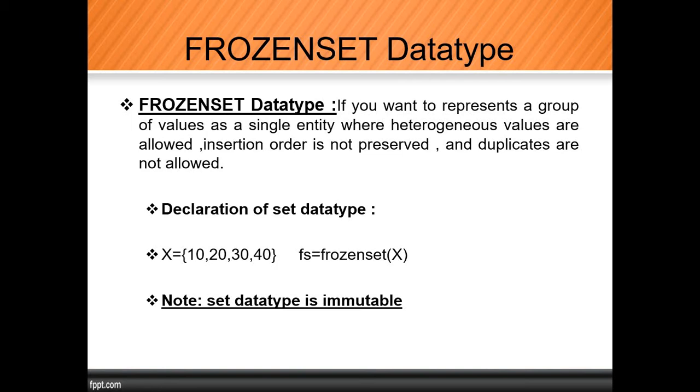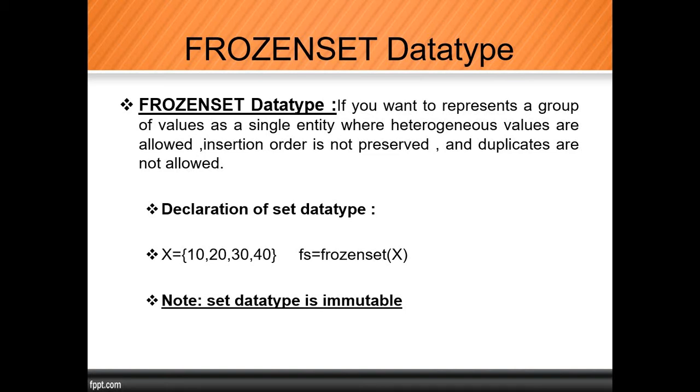Similarly, the opposite of set is frozenset. The frozenset is immutable. That means we cannot change the elements of a frozenset. All the properties of sets are similar for a frozenset. There is only one difference, that a frozenset is immutable.